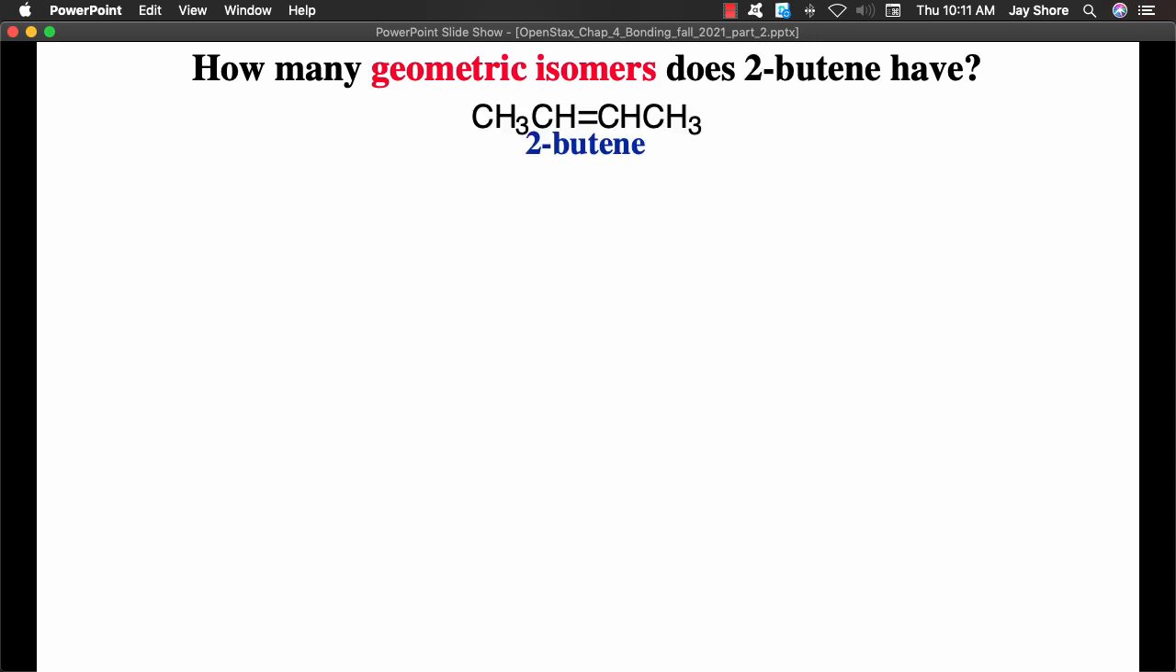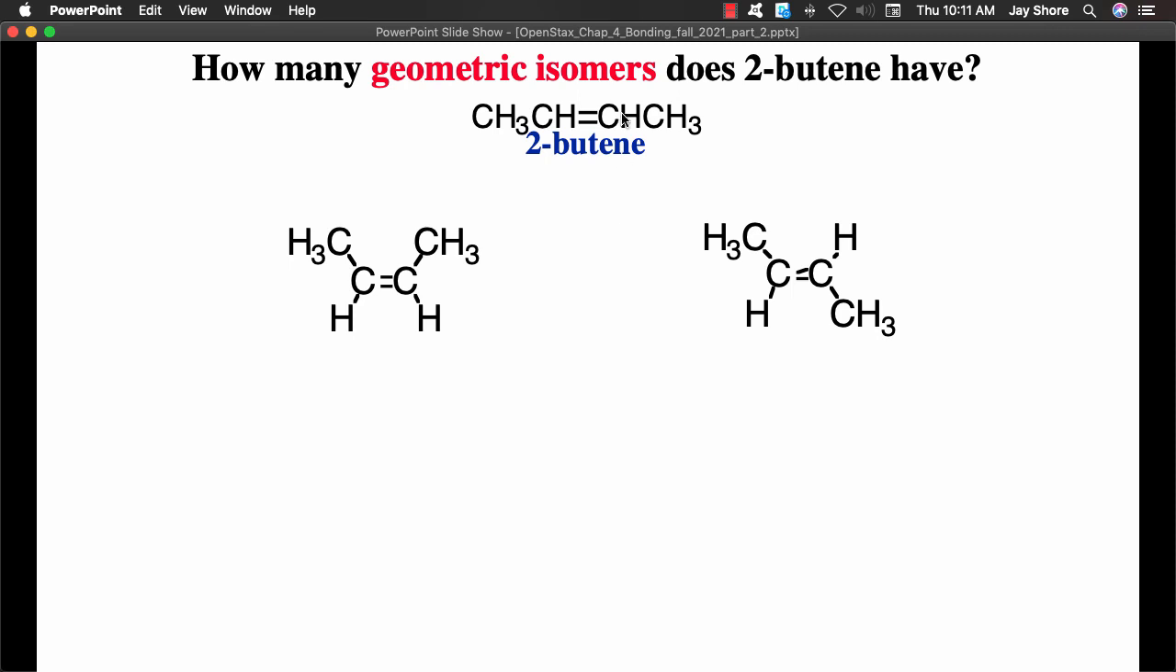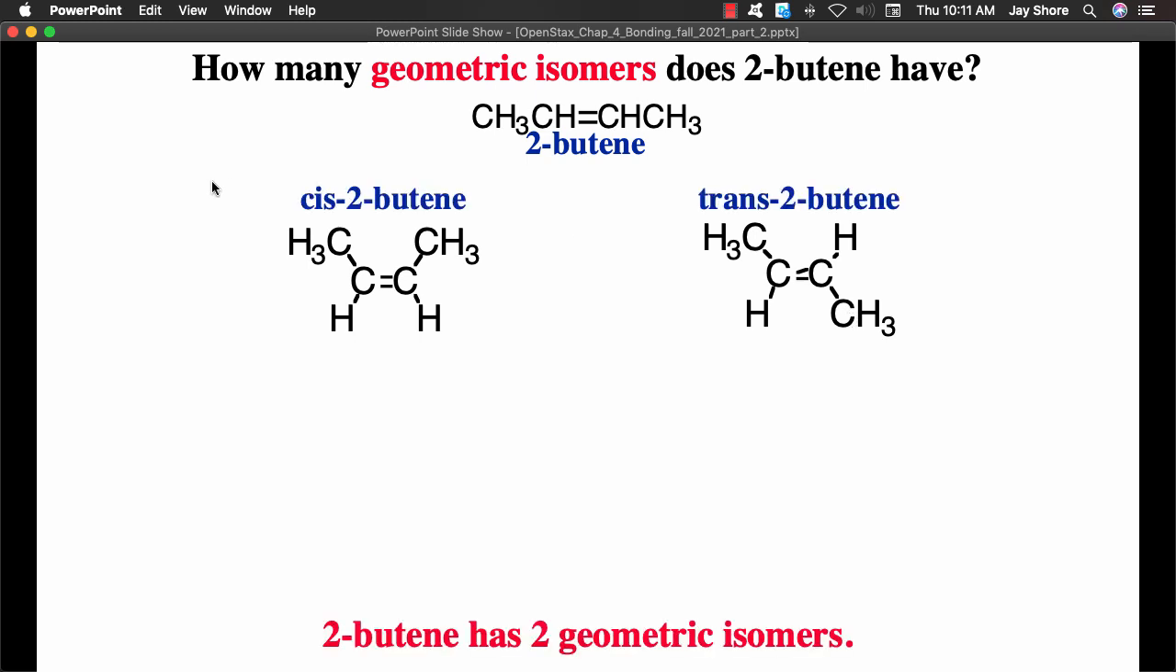Now, if we looked at putting the double bond between the second and third carbons, you notice that here we have the 2 carbons on one side. Here we have 2 carbons on opposite sides. And so we call the one on the left cis and the one on the right trans. And so we have 2 geometric isomers.